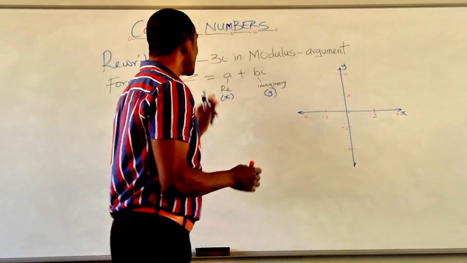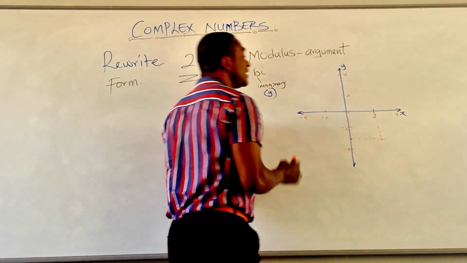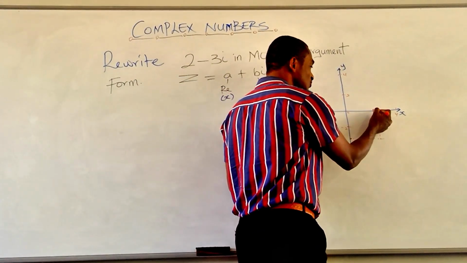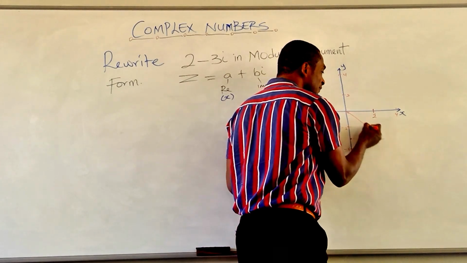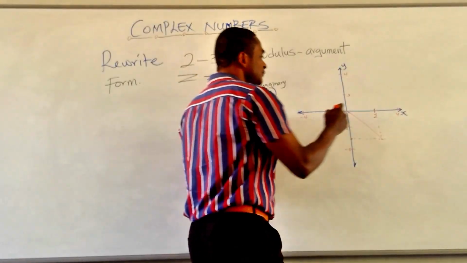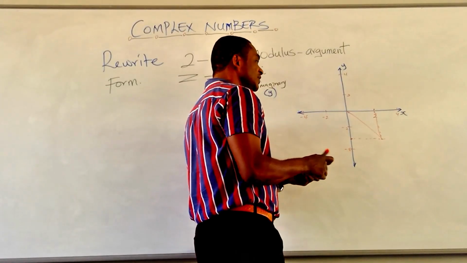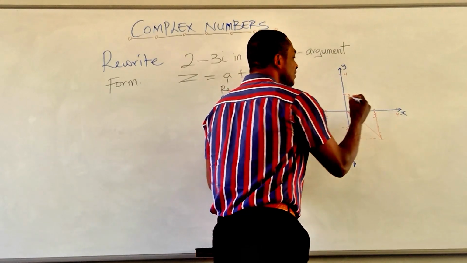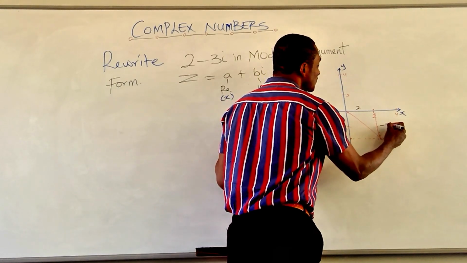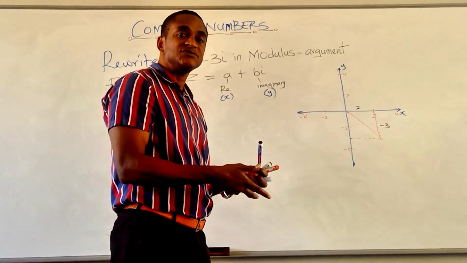So if we have this as 2, then it means that our -3 will be somewhere here. So this will be our -3. Please, when you are building, make sure that you build from x in the anti-clockwise direction. Now, this forms our triangle. It means that the length of x is 2, and the length of y is -3, or 3 in the negative section.